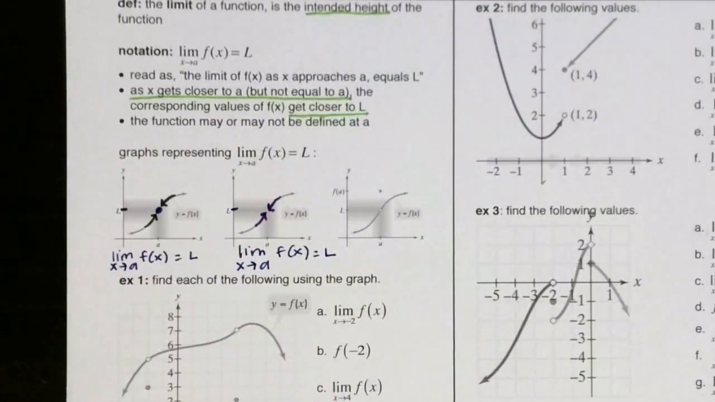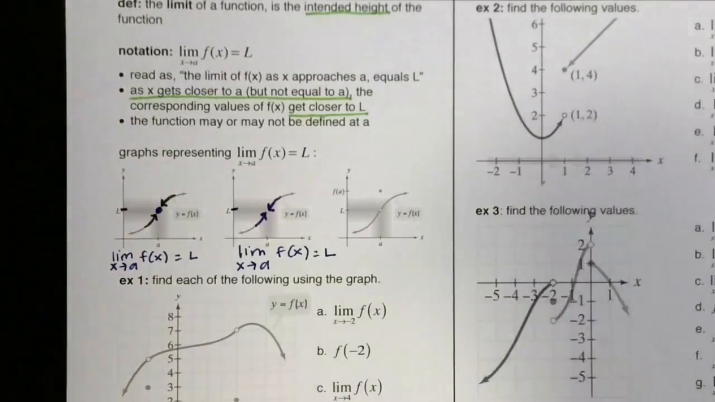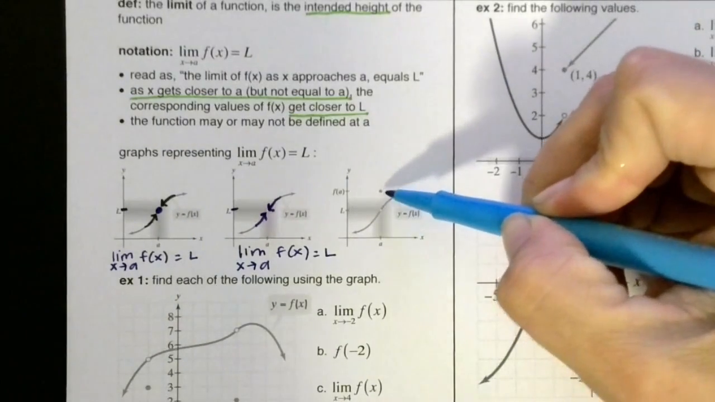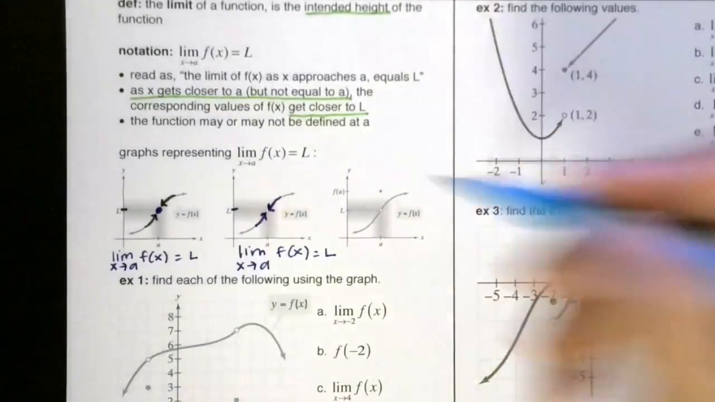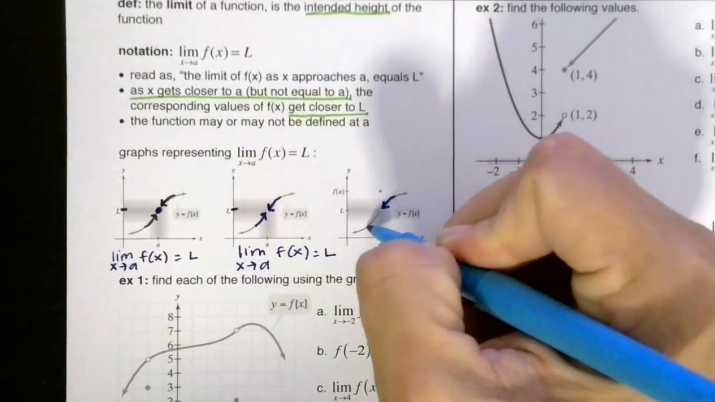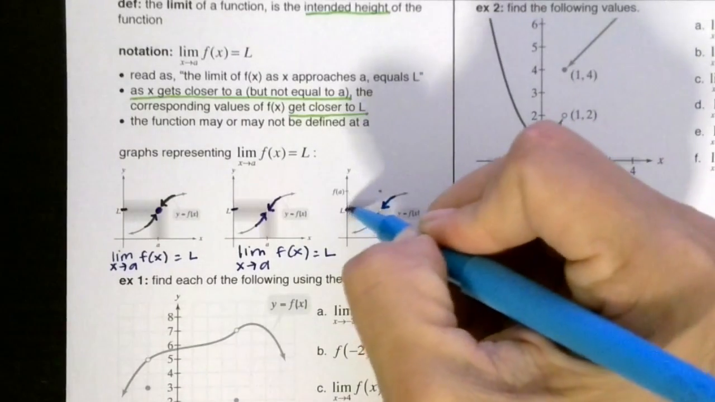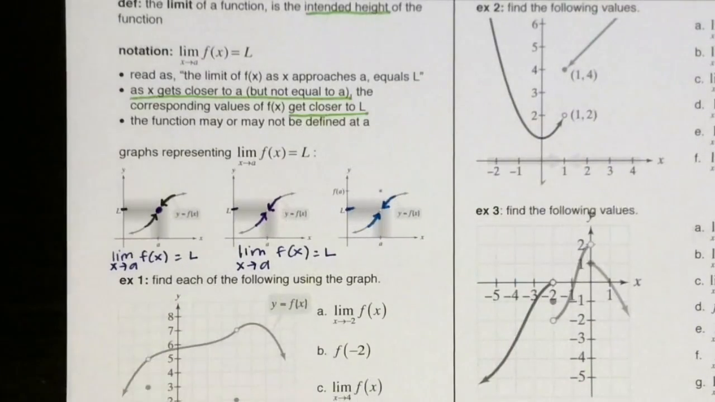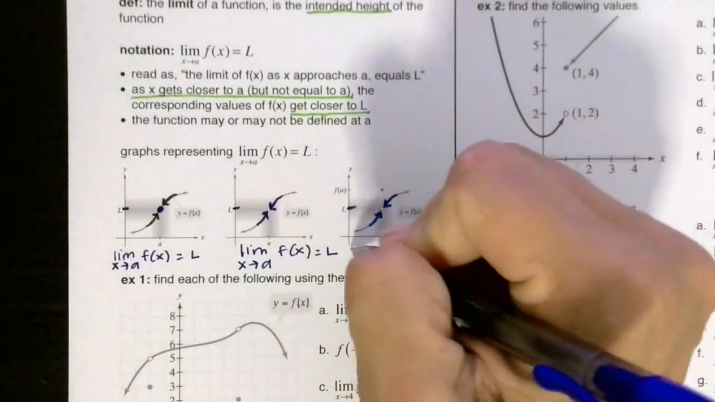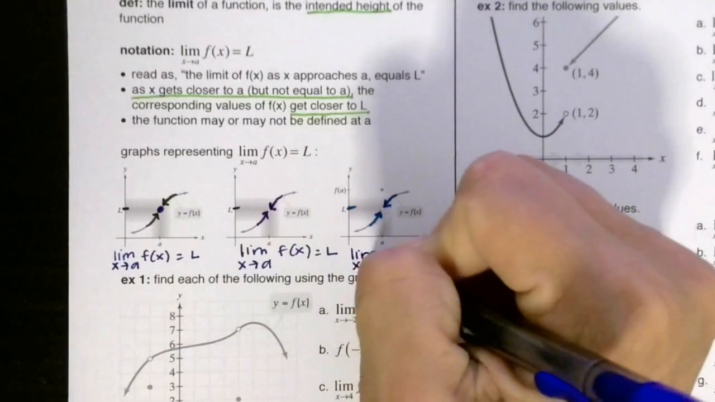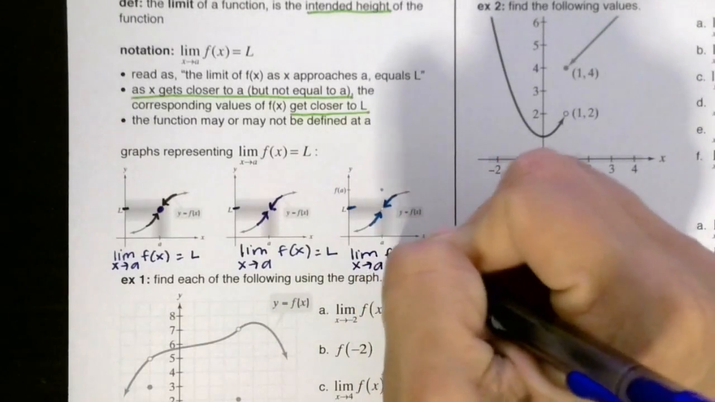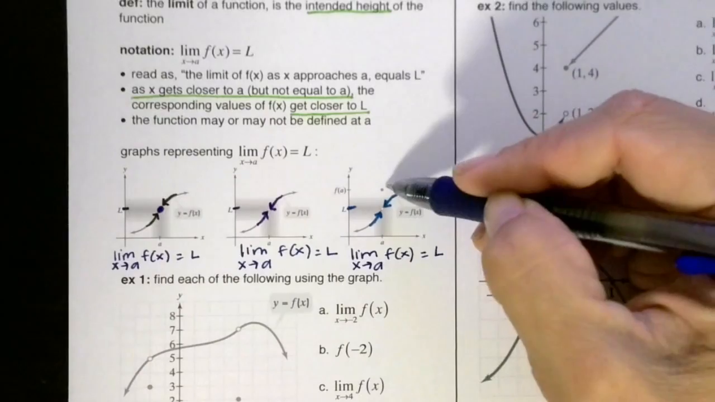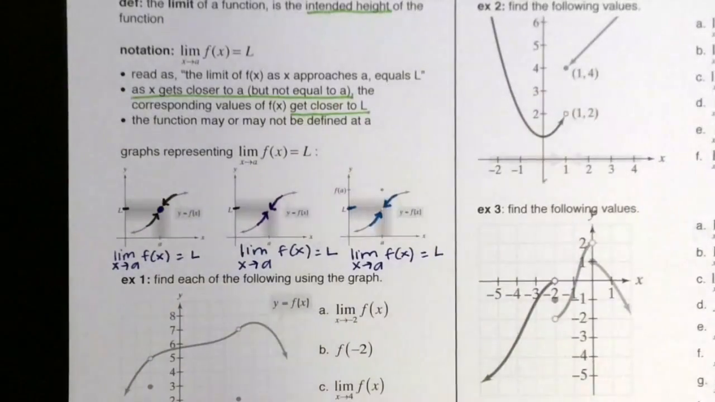And then here's that final graph right there, which also has a hole, but then up here there's f of a. So this graph was intending to go through a height of L. It actually jumped up to this height right here, but remember that the limit is the intended height of the function, not the actual height. Okay, so this one, even though it has a dot up here, the limit is all the same. Now I'm just going to make a point up here.